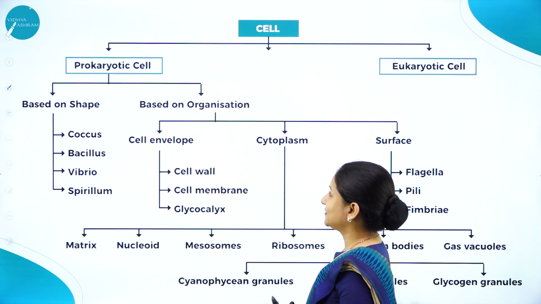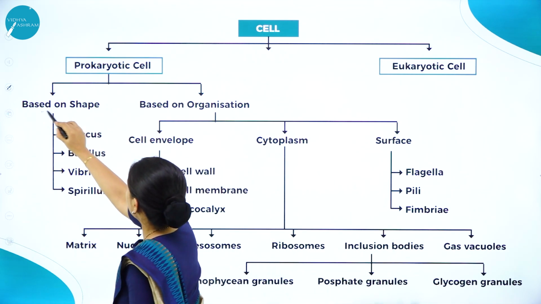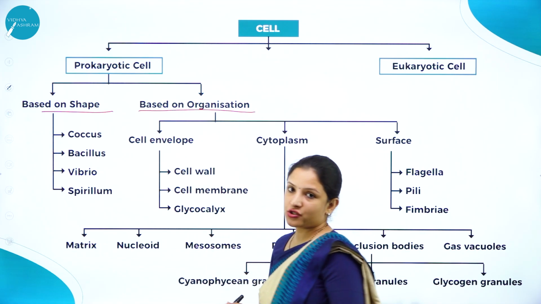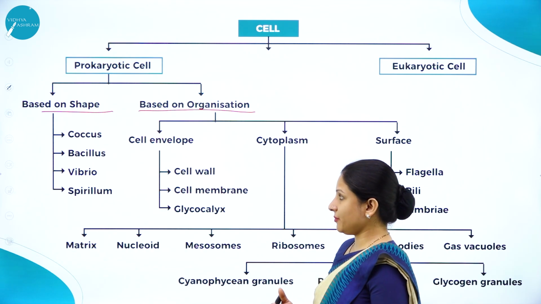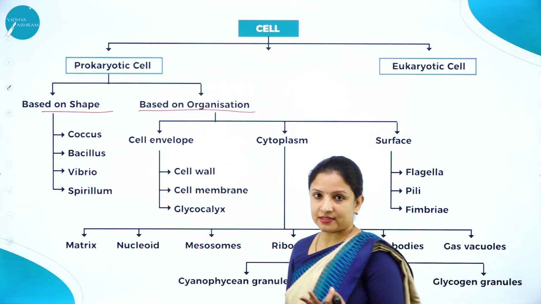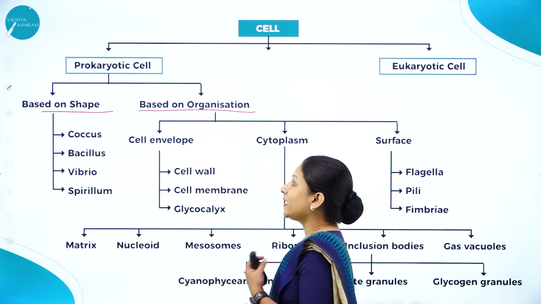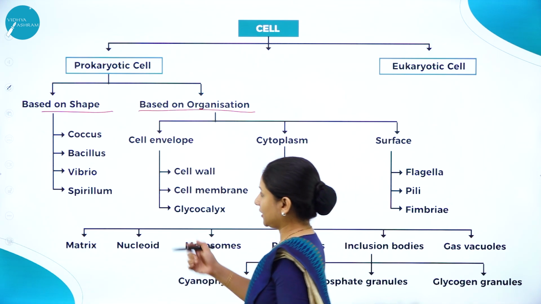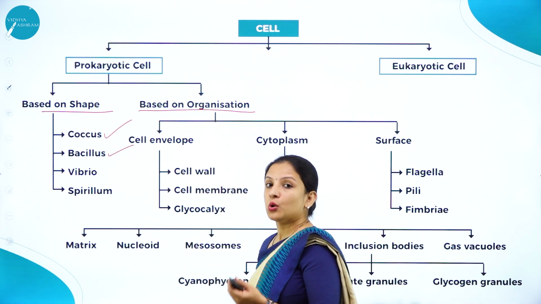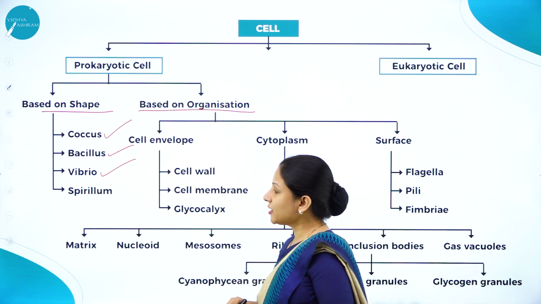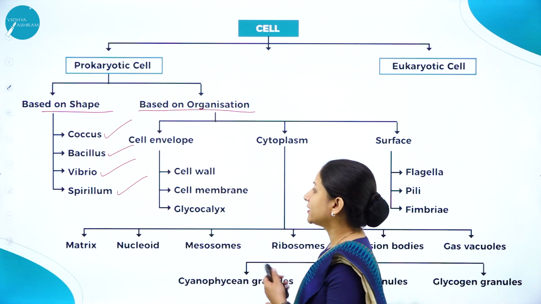In prokaryotic cells, the cells are identified based on the shape and based on the organization of the cell, what all it is made up of. Based on shape, take for example bacteria. Bacteria is a prokaryote, we all know that, and they are unicellular prokaryotes. Based on the shape, bacteria can be of different types. Coccus, meaning they are round shaped. Bacillus, meaning they are rod shaped. Vibrio means they are comma shaped, and spirillum means they look like a ribbon or a spring. That is the spirillum shape.